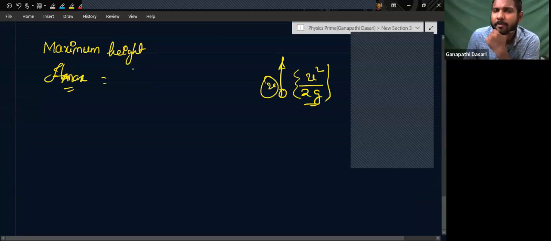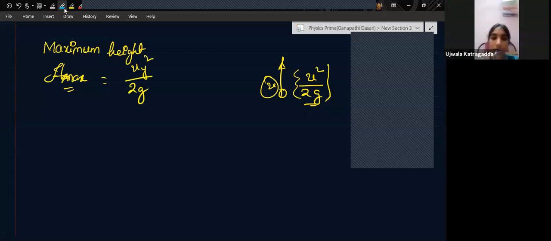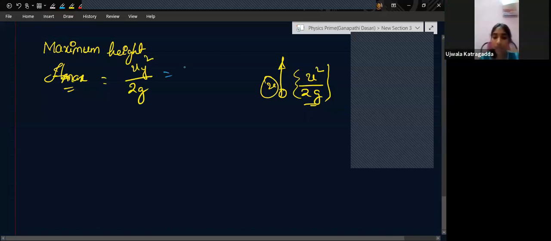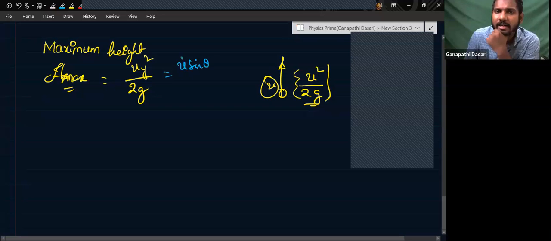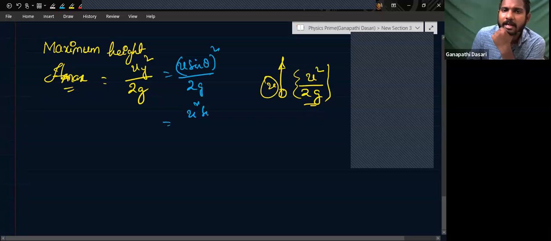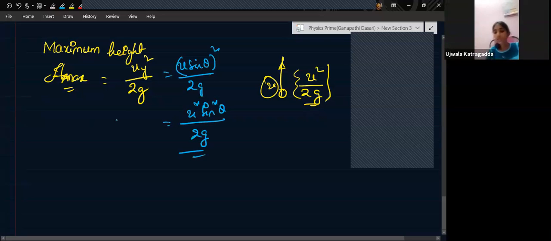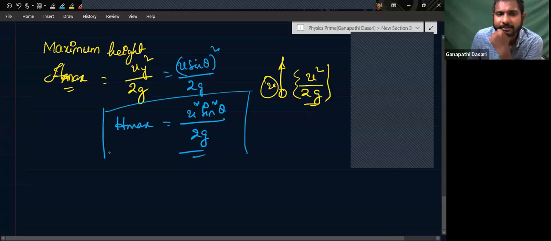What is responsible for vertical motion? Uy square by 2G, isn't it? Yes, sir. Uy is what? U sin theta whole square by 2G. That is U square sin square theta by 2G. Varun, did you get it? Yes, sir.